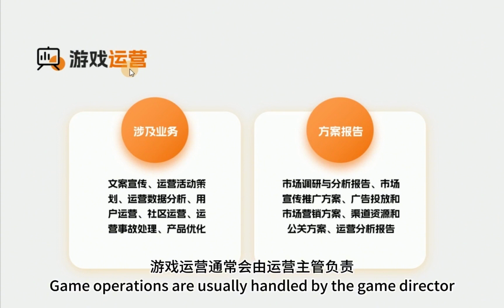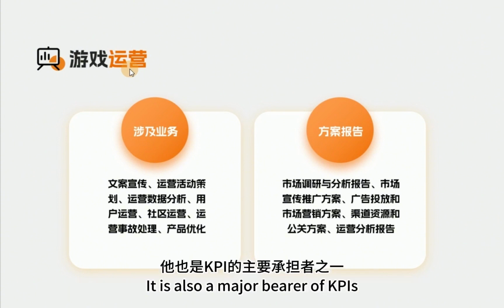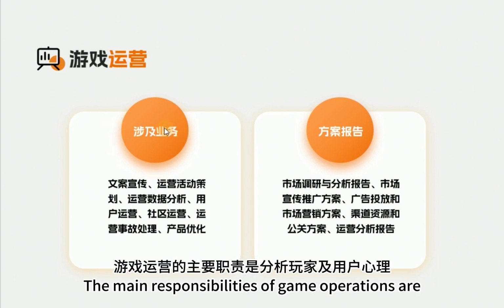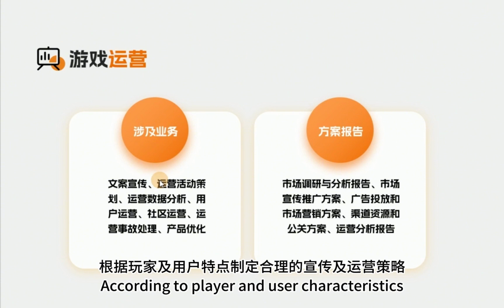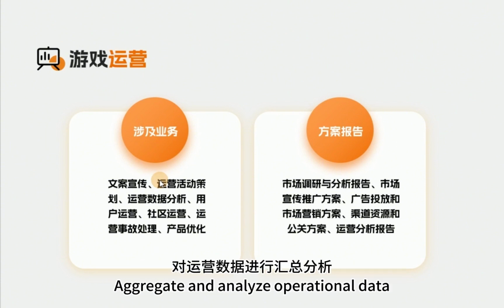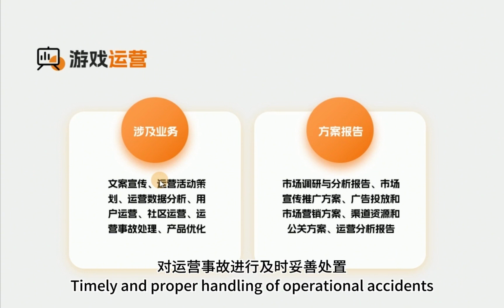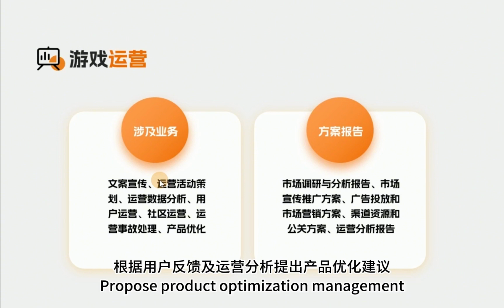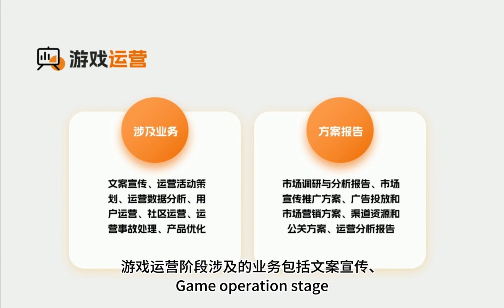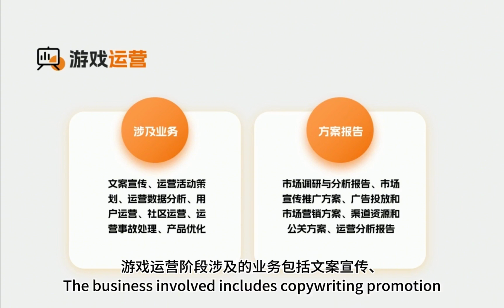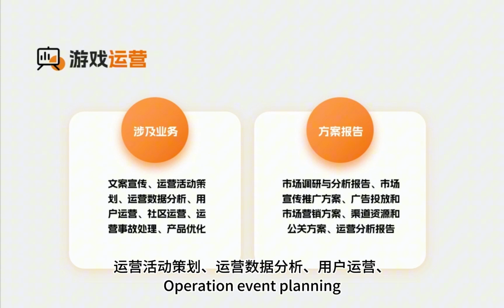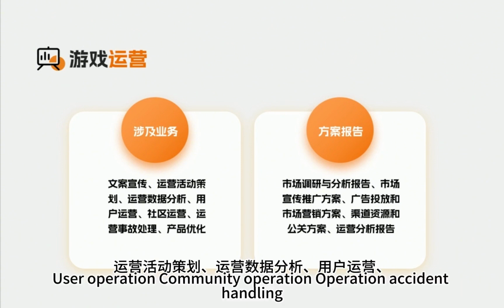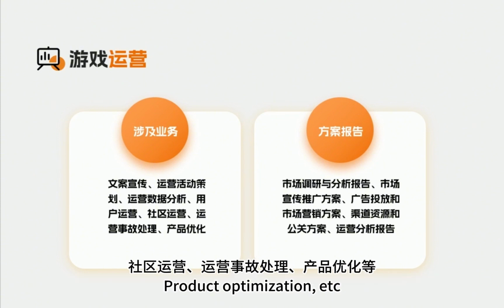Game operations are usually handled by the game director. It is also a major bearer of KPIs. The main responsibilities of game operations are, according to player and user characteristics, to aggregate and analyze operational data, timely and properly handle operational accidents, and, based on user feedback and operational analysis, propose product optimization. Therefore, the business involved in the game operation stage includes copywriting, promotion, operation, event planning, operational data analytics, user operation, community operation, operation accident handling, product optimization, etc.